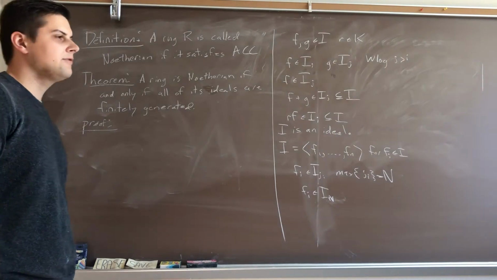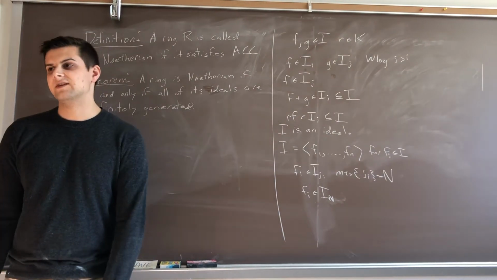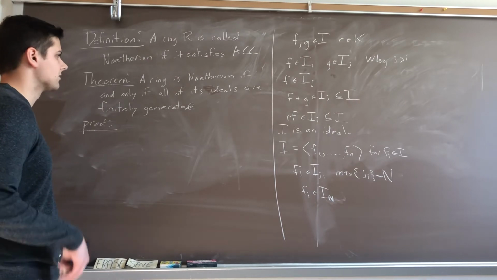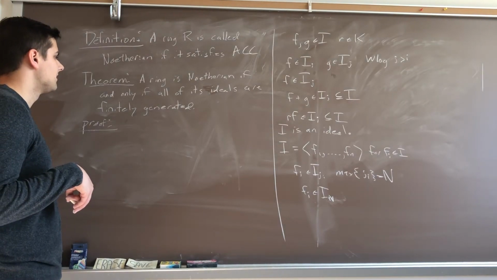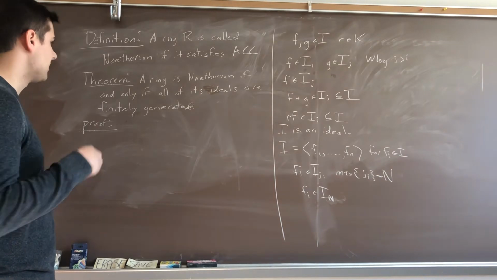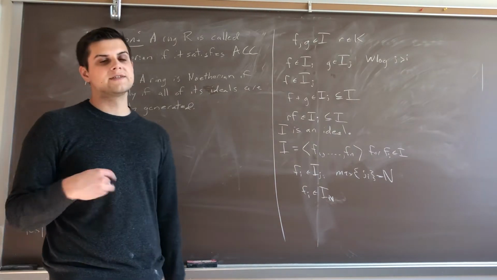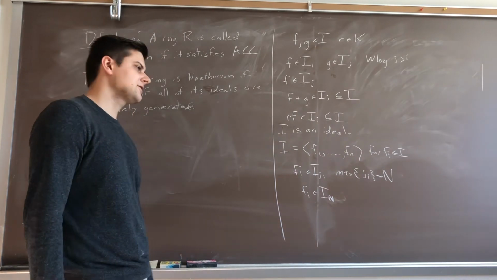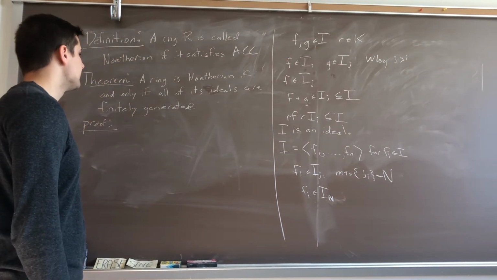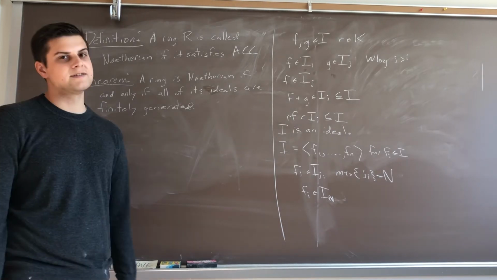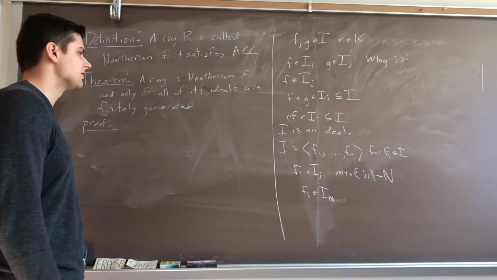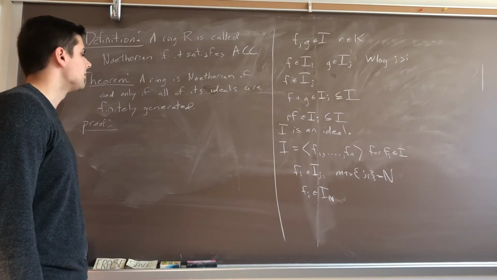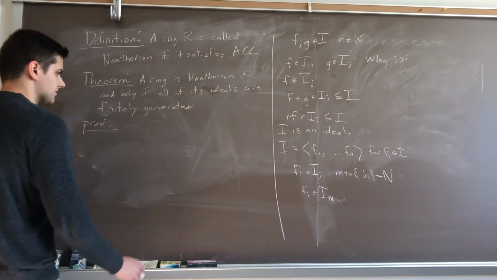Just following that proof, and I'm actually going to leave it as an exercise to prove the other direction, where a ring is Noetherian implies that all of its ideals are finitely generated. And the easiest way to do that is by contradiction. So you can assume that there is some ideal that's not finitely generated and show that that means that it's not Noetherian. Okay. So I'm not going to prove that.